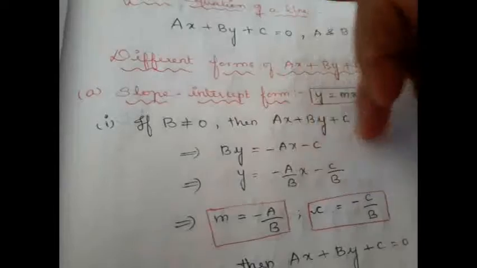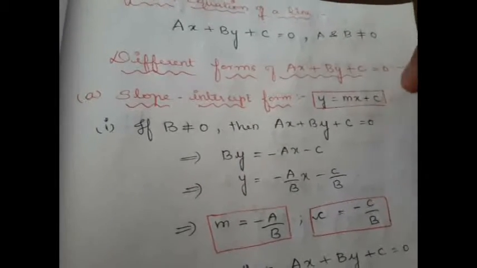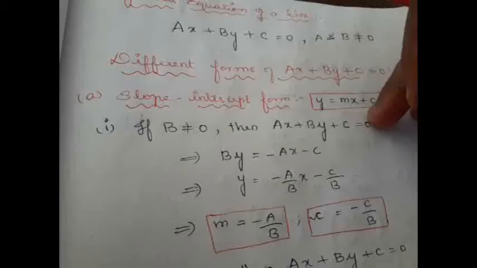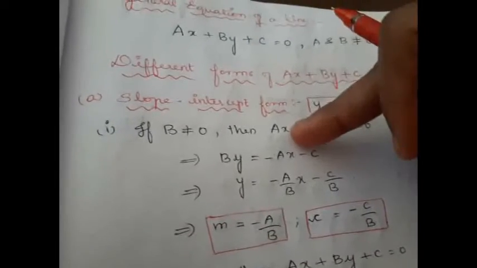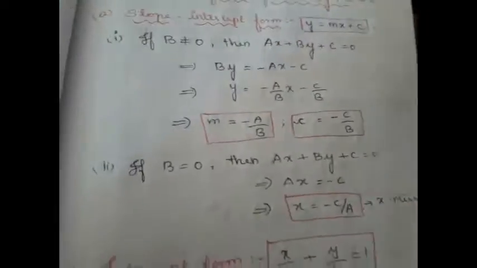Right? So if the general equation is given in this form, ax plus by plus c equal to 0, and they ask you to find the slope and the y-intercept, you can use this formula. Slope will be minus a by b and y-intercept will be minus c by b. Hope you got it. So let us see what happens if b equal to 0.